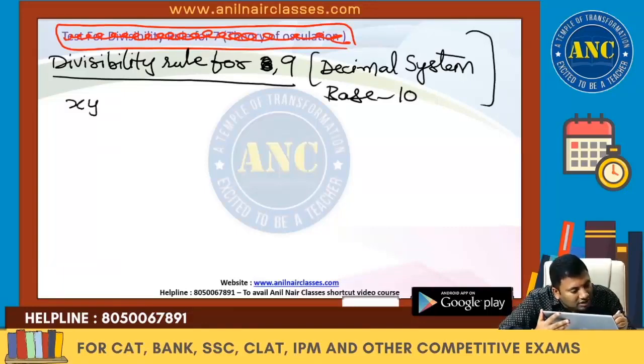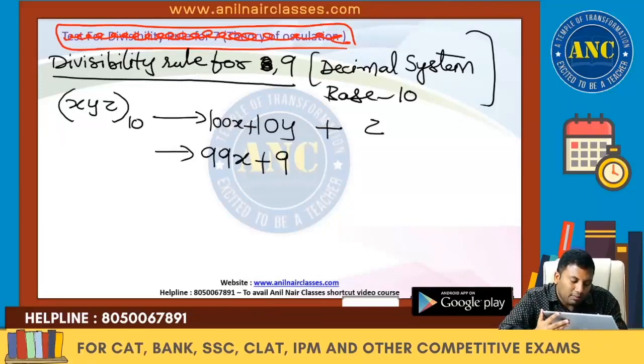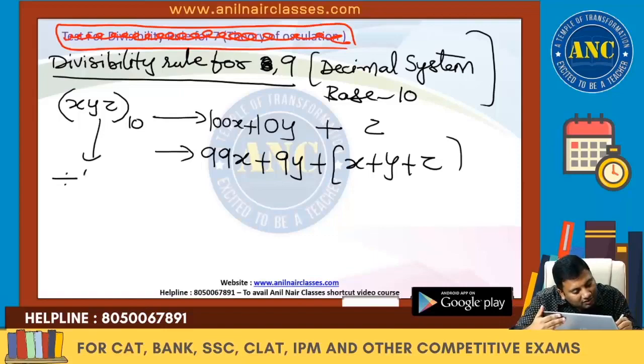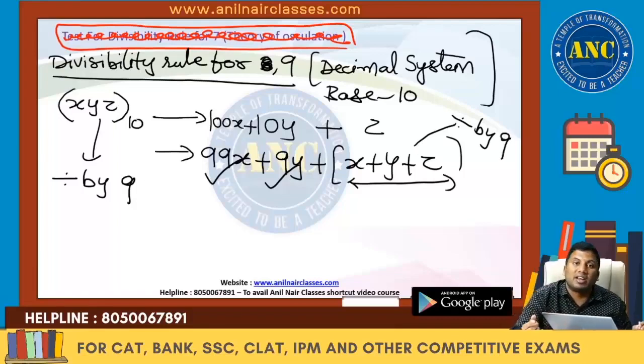Suppose I take a 3-digit number XYZ in the decimal system. Z is in the units place, Y is in the tens place, and X is in the hundreds place. So it is 100x plus 10y plus z. This can be written as 99x plus 9y plus x plus y plus z. Now if you observe carefully, if XYZ base 10 is divisible by 9, 99x is divisible by 9 and 9y is divisible by 9, so x plus y plus z should be divisible by 9. X plus y plus z is nothing but the sum of the digits. The sum of the digits should be divisible by 9.